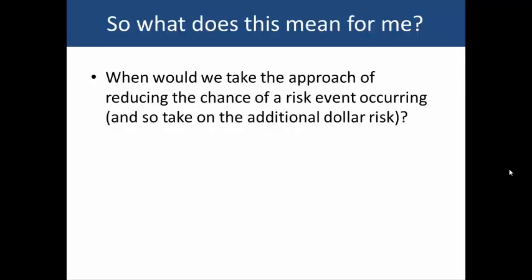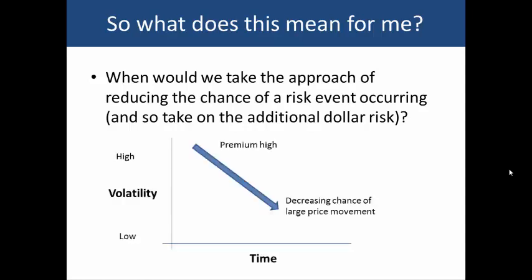So what does that mean for you in terms of taking the approach of reducing the chance of a risk event occurring, so taking on the additional dollar risk? When would we consider this strategy? Well, look, here's the bottom line. If there has been high market volatility, what that means is that option premiums are high. We can take that risk event away and generate a nice premium, even though the strike prices of the spread that we've bought are far away from the action.